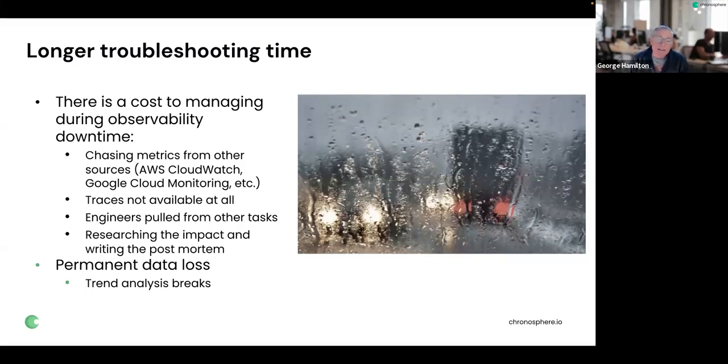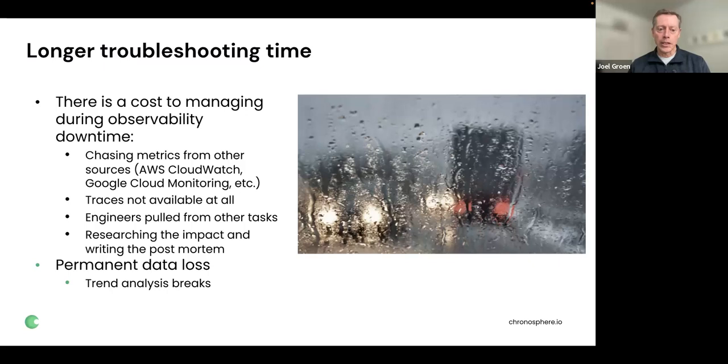There is a cost to managing and trying to keep your environment going when your observability is not functioning. I've got to chase metrics from other sources somehow, whether it's through AWS or Google or whatever I have internally. Your traces may not be available at all. I'm pulling engineers off of other important tasks. And then you've got to research the impact, write the postmortem, and feed all that information up. And you may have permanent data loss, which means any trend analysis that you do is broken. I don't know if there's anything else you want to add some color to.